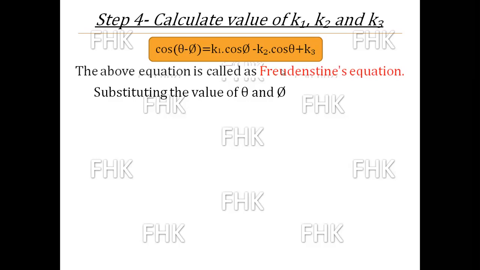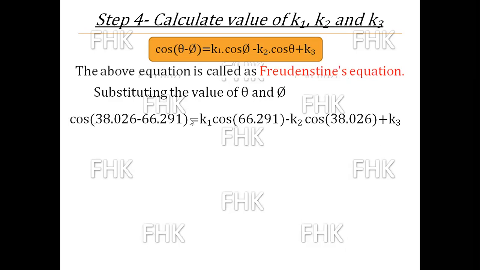I will share the link of the previous session so you can see that equation again. Now we have three values of theta and three values of phi. Substituting them in this equation, the first equation is cos of theta 1 minus phi 1 equals K1 cos phi 1 minus K2 cos theta 1 plus K3.